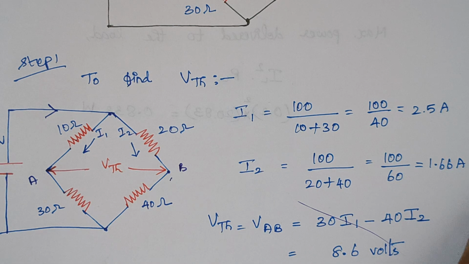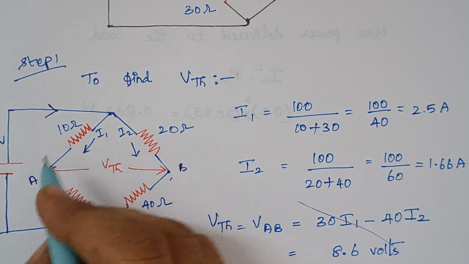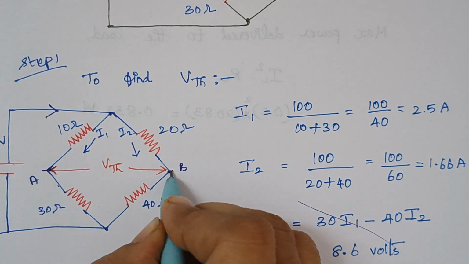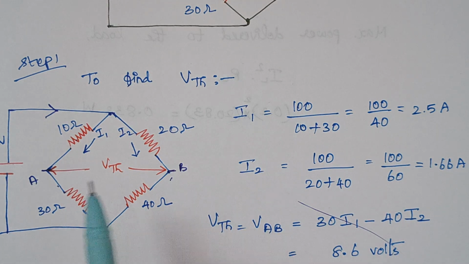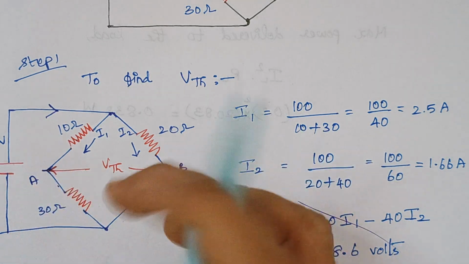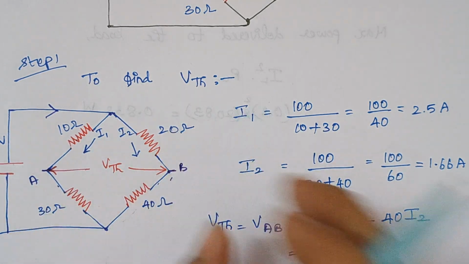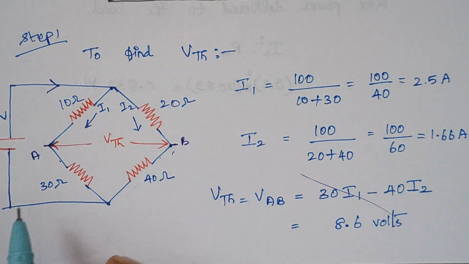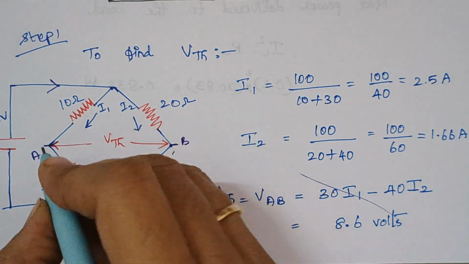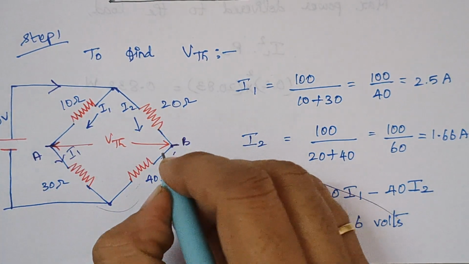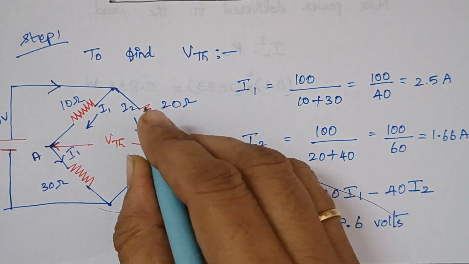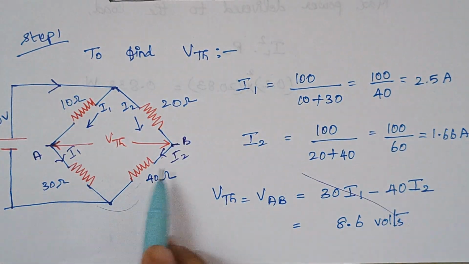Now we are going to calculate Vth. To calculate the Vth, you see here, these are the terminals, right? Either you can make use of these two resistors to calculate Vth or these two resistors. Here I am considering this part. So here I1 flows like this and I2 flows like this, right? So they are opposite to each other.